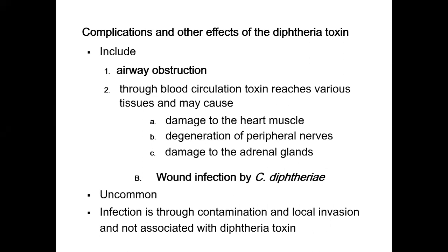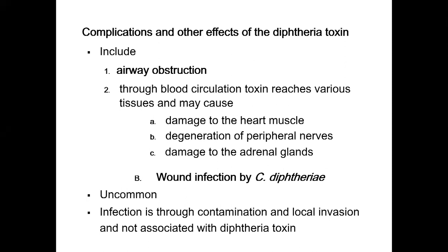Secondly, through the blood circulation, we said the toxin gets into the blood circulatory system. And via the blood, it reaches various tissues, and there it may cause damage depending on the tissue. Among the tissues affected is the heart muscle. Sometimes it can damage the heart muscle, and that would compromise the function of the heart. Sometimes they present with heart failure. Sometimes they develop abnormal heart rhythm.